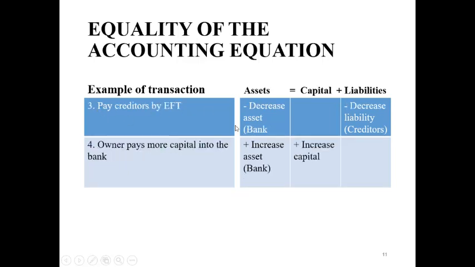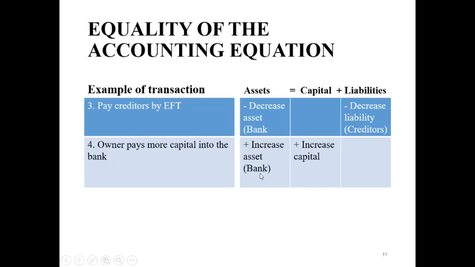Pay creditors by EFT. What happens here? You decrease the assets, the bank, and capital will not be affected, but then you decrease the liabilities by the same amount. So which means the left hand side of the equation decreases by the same amount as we decrease on the right hand side of the equation. So the total of the transactions on the left hand side equals the total of transactions on the right hand side of the equation.